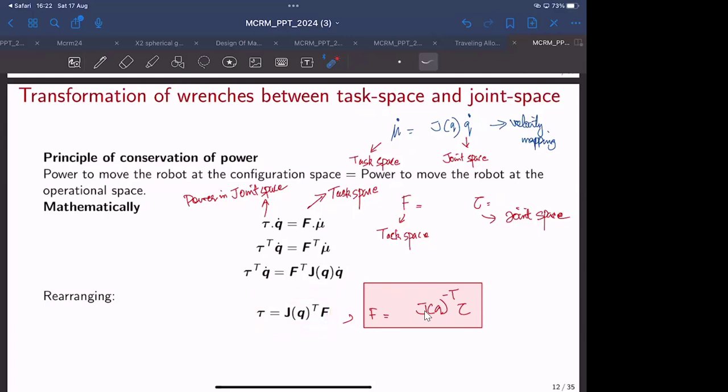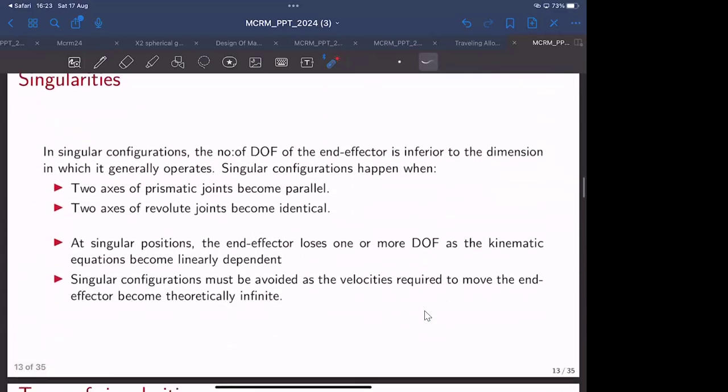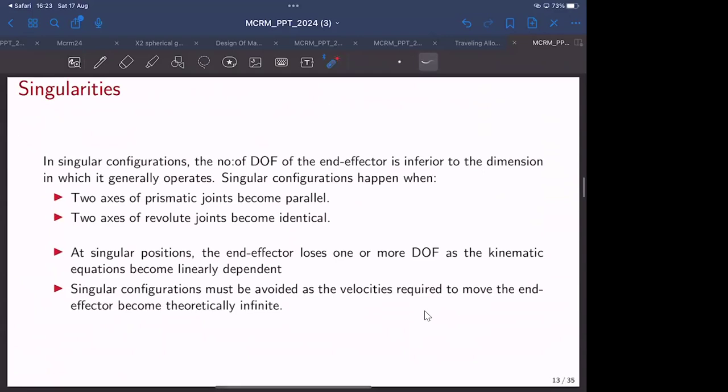Because as I've said, if we know the load that a robot manipulator has to carry, then what should be the forces that we need to exert on the joints? To calculate that, we can use this mapping, right? And the final topic that we have covered is something called singularities.